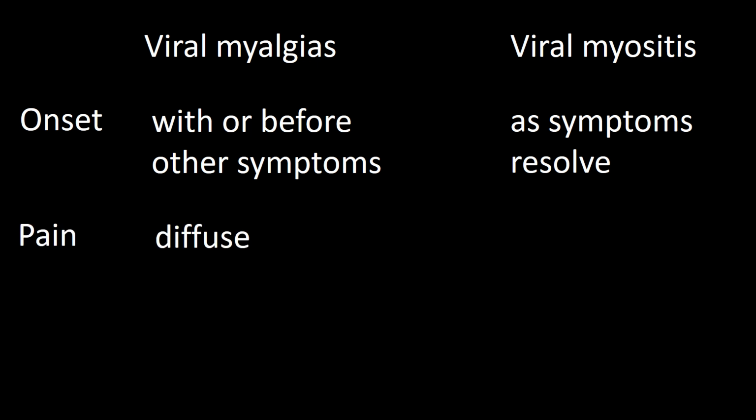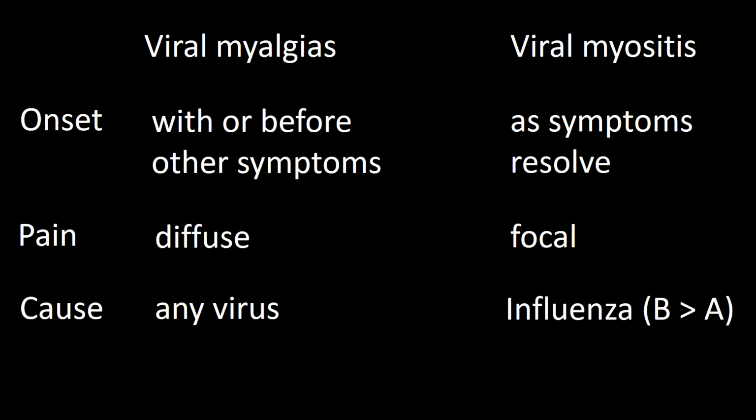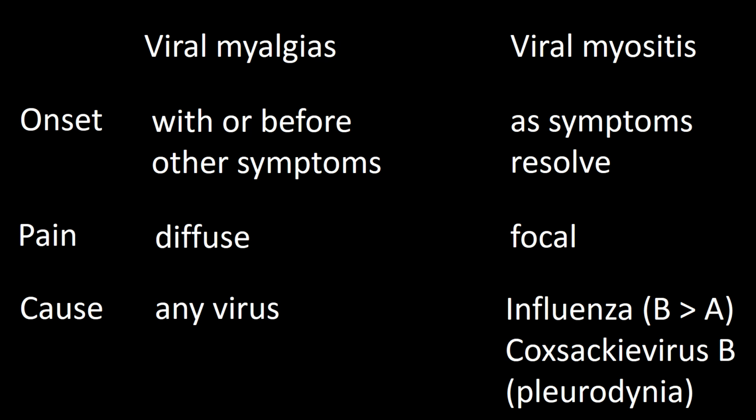Viral myalgias produce diffuse, usually symmetrical muscle pain. Viral myositis produces focal pain. Neither of them is associated with erythema. Viral myalgia occurs with any virus. Viral myositis usually follows influenza, especially influenza B virus, but also influenza A, although less often. But when associated with Sclerotinia, Coxsackie virus B infection is the most frequent agent producing it.